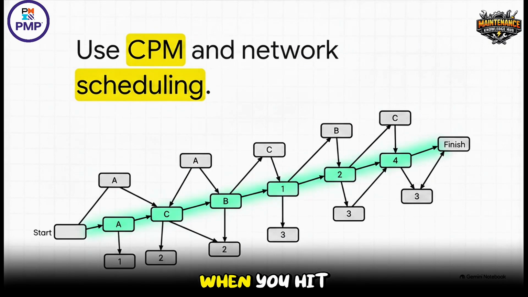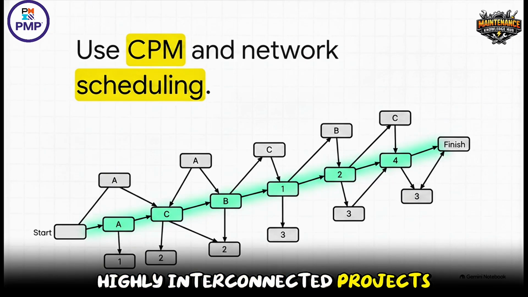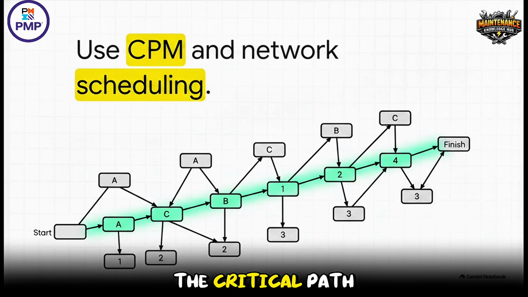So what happens when you hit that wall? Well, the source material is super clear on this. For those massive, highly interconnected projects, you need to bring in CPM, the critical path method, and network scheduling. You basically have to upgrade your framework. While a Gantt chart is amazing for mapping out time and straightforward dependencies, CPM is mathematically built to calculate the absolute longest sequence of vital tasks. It pinpoints exactly where you have zero room for error in a massive web of activities. It's the essential next step when you graduate to mega projects.